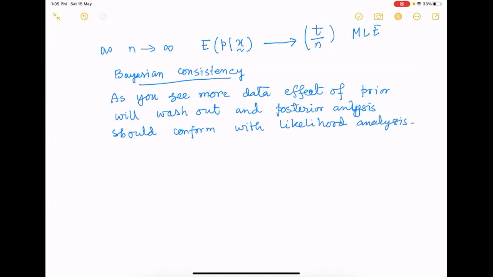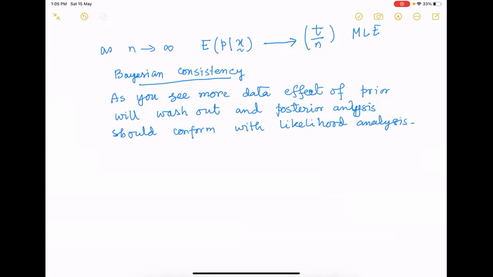Okay, so this is a very important thing: if you have enough data, the likelihood analysis, frequentist and Bayesian, should conform to the same analysis, the same final result, and they should not differ. The main advantage actually lies when you have a high dimension problem. That means you have too many parameters and too little data. And there Bayesian analysis turns out to be very useful.